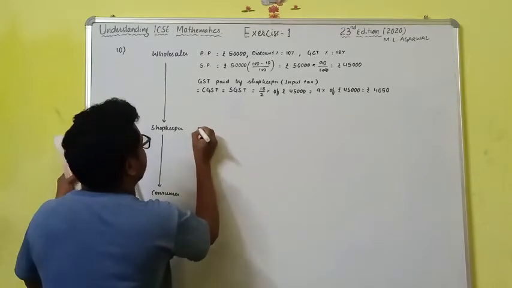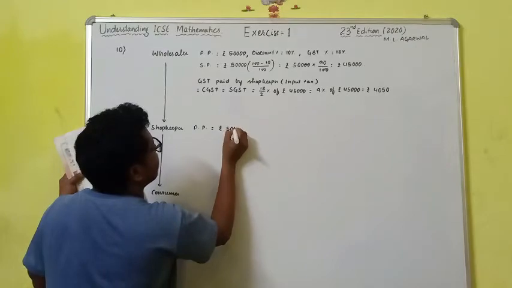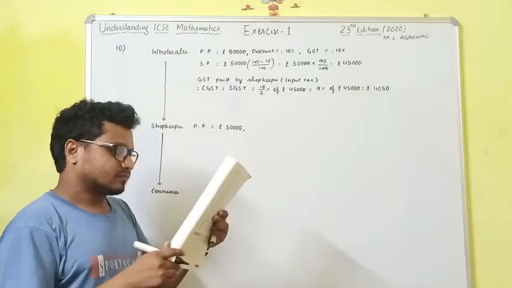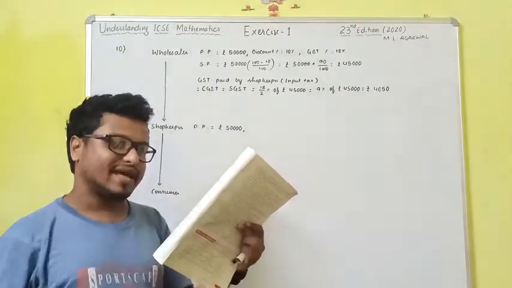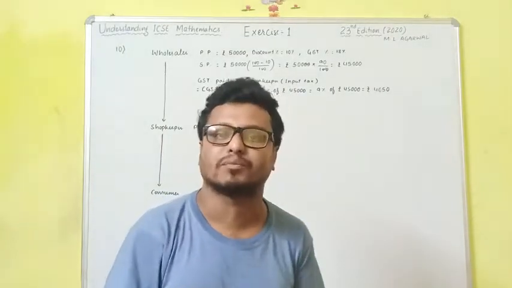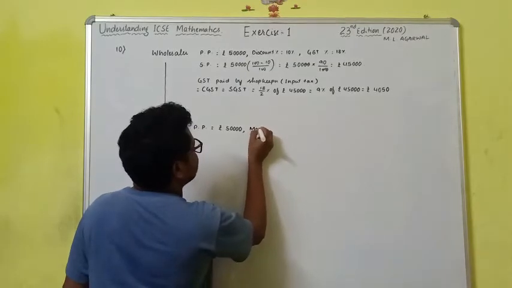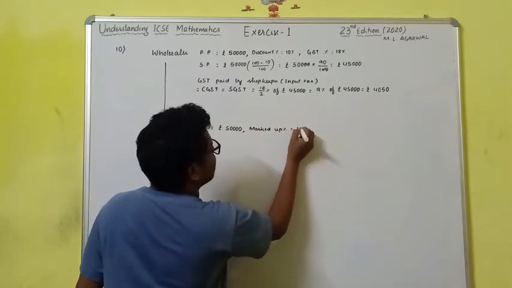Now what is the selling price of the shopkeeper? Now come to the shopkeeper. The printed price for the shopkeeper is also 50,000. But here, sorry, there is no discount. It is 4% above the mark price. See here, markup percentage, 4% markup percentage.